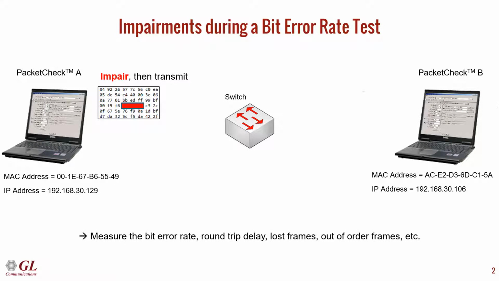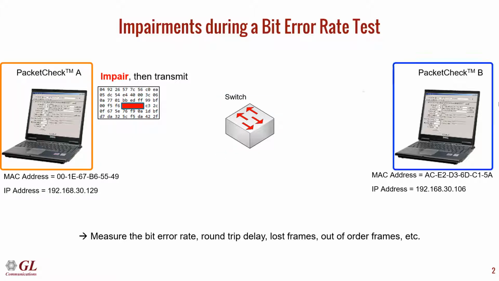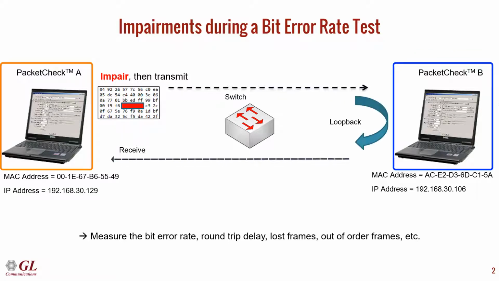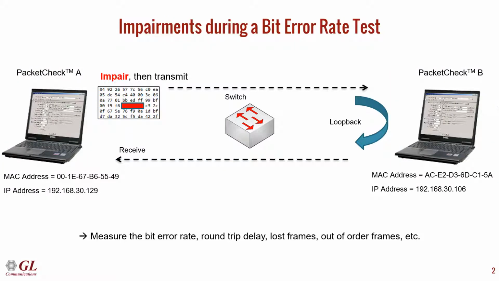Both computers are located on a local area network and connected to an Ethernet switch. Let's call these PacketCheck A and PacketCheck B. PacketCheck A will transmit to PacketCheck B. PacketCheck B will loop back traffic to PacketCheck A. All relevant statistics will be computed on PacketCheck A, such as the bit error rate, round-trip delay, lost frames, and so on. We will impair the packets prior to transmission. We expect to see bit errors in the received stream.